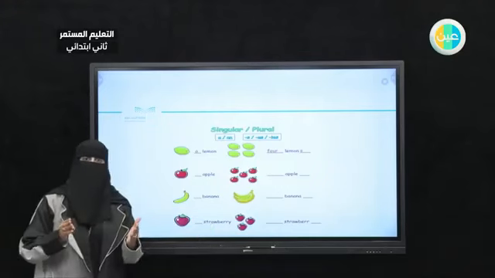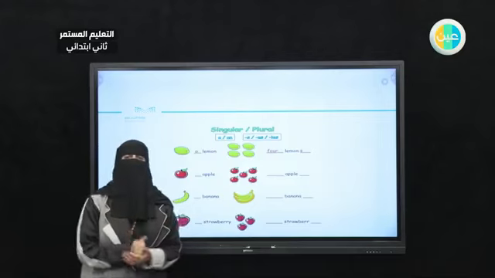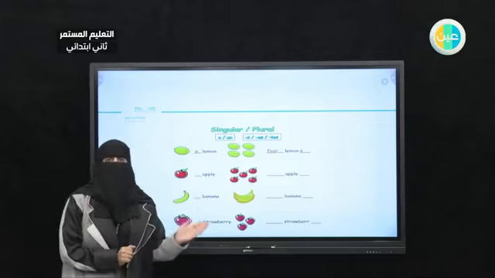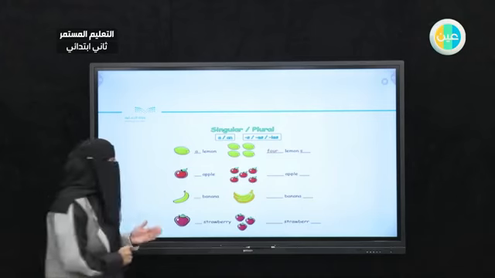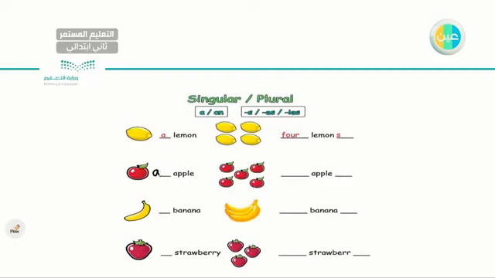Okay, let's go to the next one. Apple. Which article do you think I should use with apple, a or an? Very good, an apple, because it starts with the vowel A. But to your right, I can see 1, 2, 3, 4, 5 apples. Very good. Now let's go to the next one.